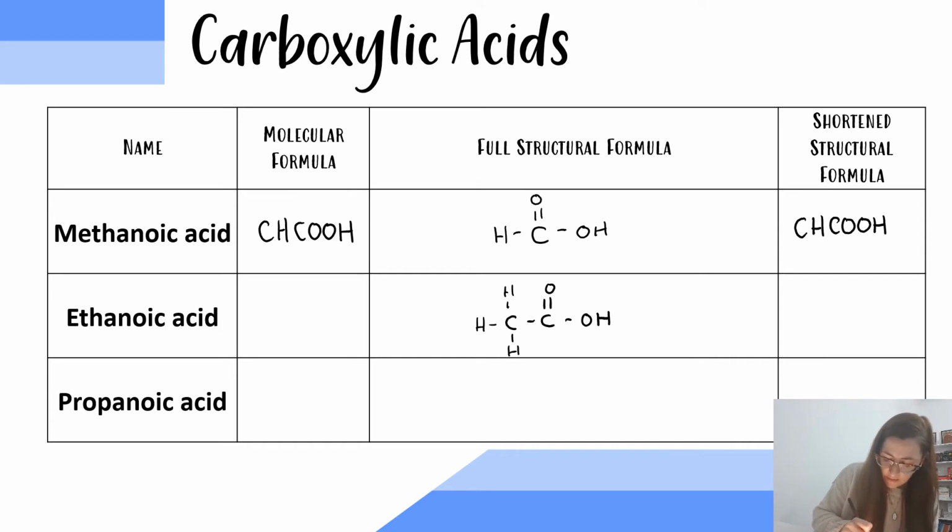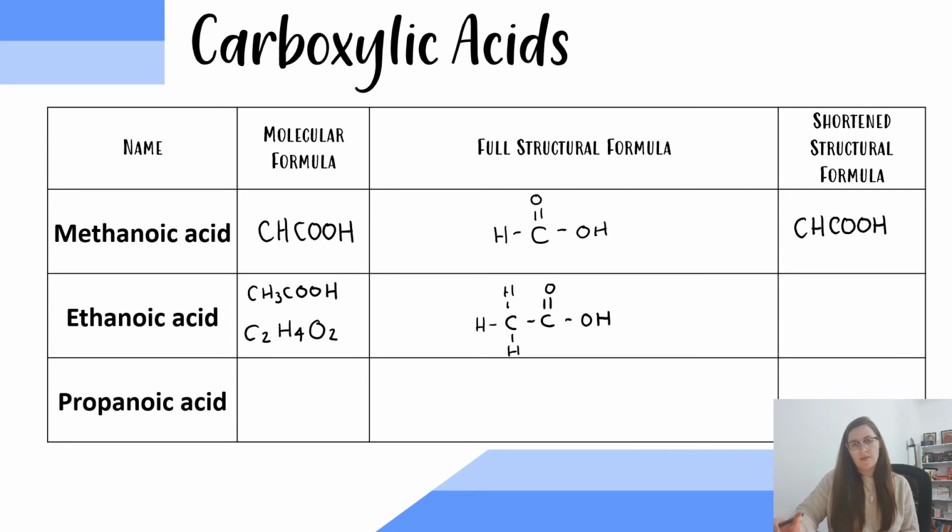So my molecular formula here, there's 2 ways you can write this: CH3COOH, keeping the functional group together, or you can separate it into carbons, hydrogens and oxygens, so we can have C2H4O2. Either of those would be correct. It depends if you want to keep the functional group as one group in the molecular formula, or if you want to separate it into carbons, hydrogens and oxygens. Our shortened structural formula, the first carbon has 3 hydrogens and the next carbon has our functional group on.